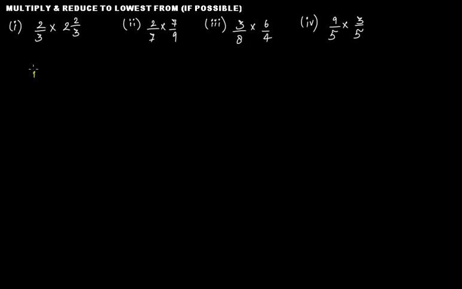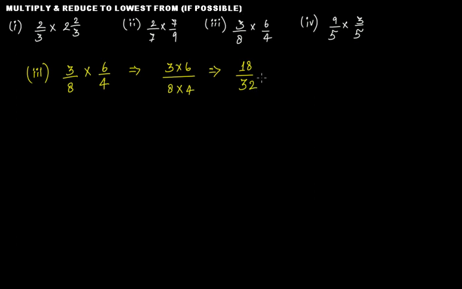Now this third part. The third part is 3 by 8 times 6 by 4. So 3 times 6 divided by 8 times 4, and this will be 18 divided by 32. 18 divided by 32.